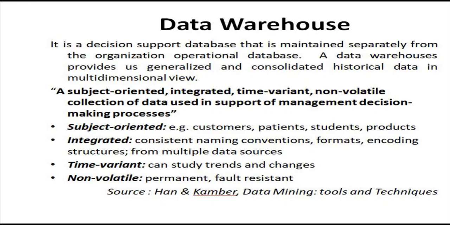Next, it is time variant. Time variant means a data warehouse is maintained for a particular time period or time span for which we want to analyze the data. For example, a company wants to analyze its data for the last 10 years only. So we will maintain a data warehouse for 10 years only. So it is a time variant data warehouse to study trends and changes over a particular period of time. Then it is non-volatile. That means the data is permanently stored in the warehouse and it is fault resistant.